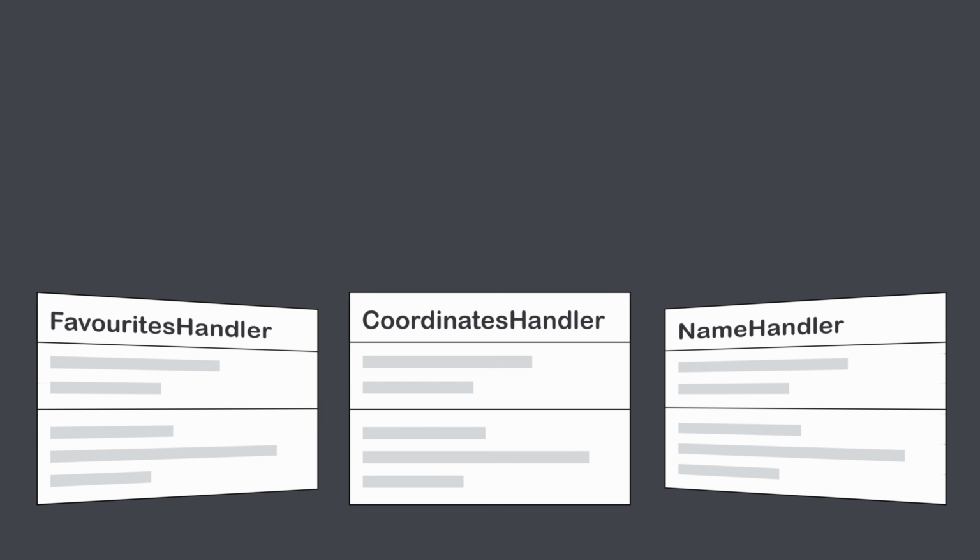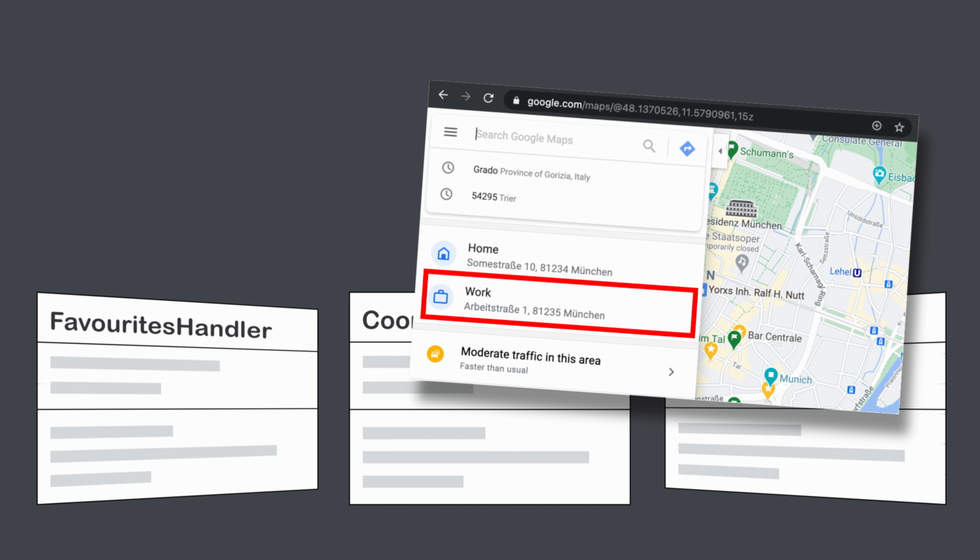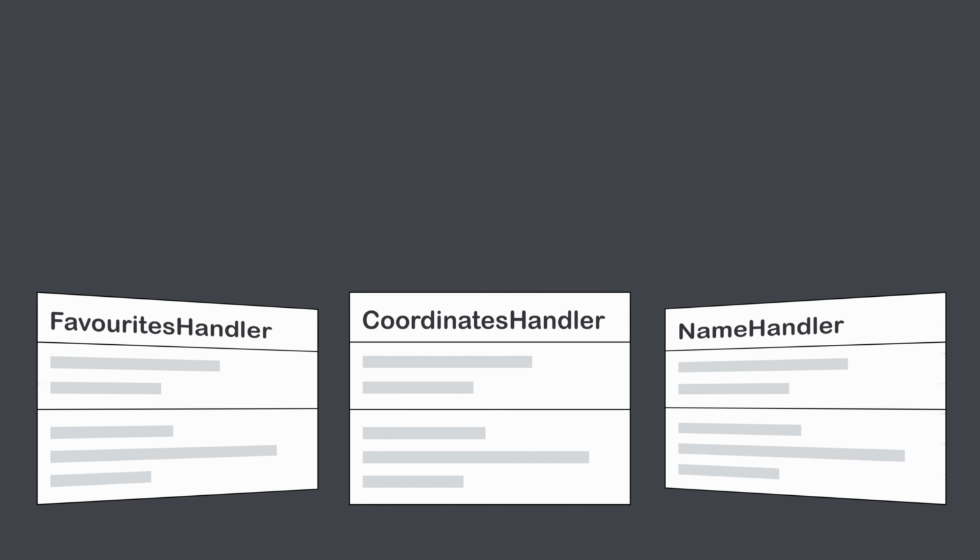Favorites handler will check the customer's favorite places. Imagine it as a shortcut, like in Google Maps. Home or work, and behind each name there are coordinates of a real place. Coordinates handler gets location from Google Maps API by provided latitude and longitude. Name handler gets information from OpenStreetMaps API by place name.